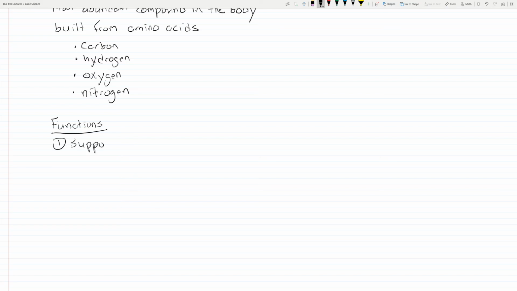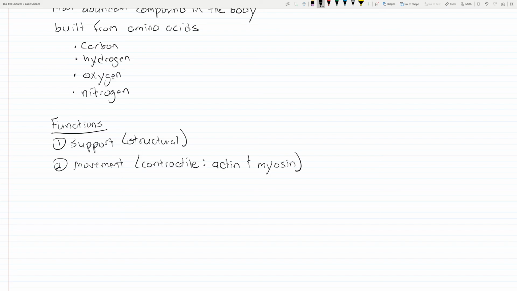Support. These are called structural proteins. Structural proteins. Okay. Movement. These are called contractile proteins. And you're going to know two of them very intimately when we start talking about muscles: actin and myosin. So support, movement. There are transport proteins.